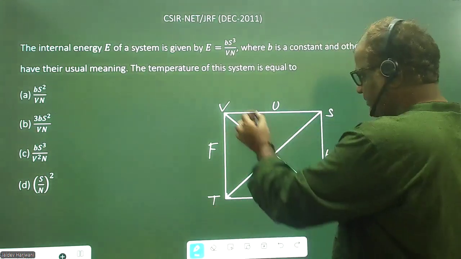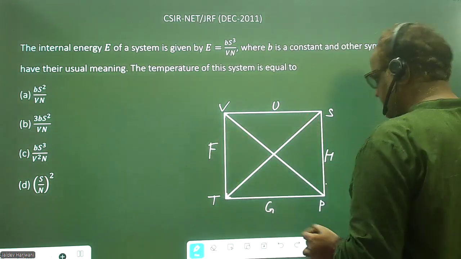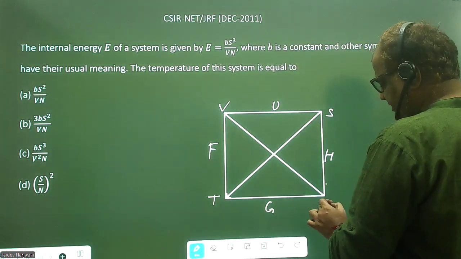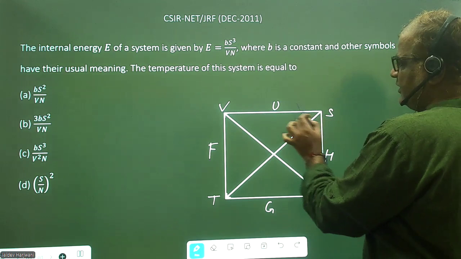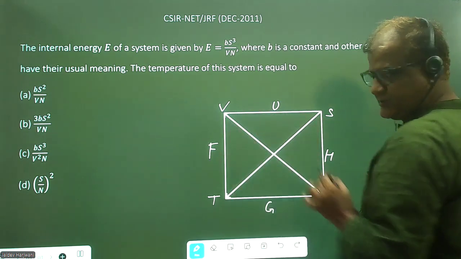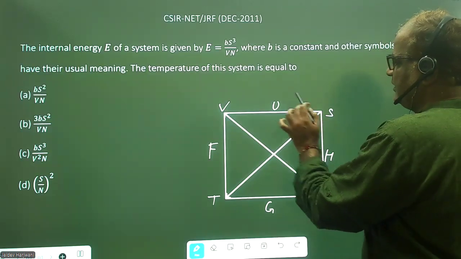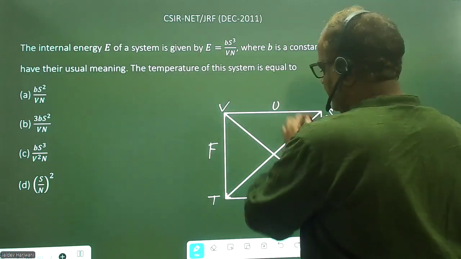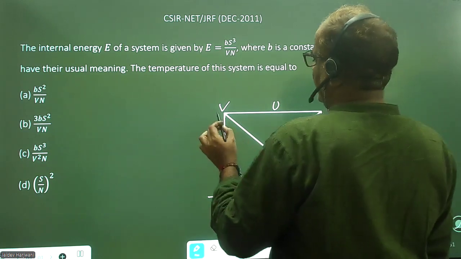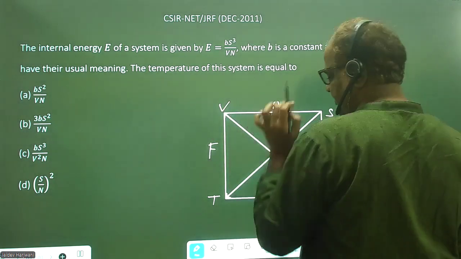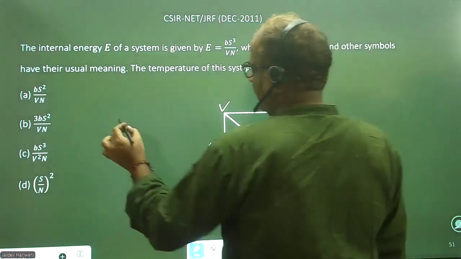You can remember this magic square, which says: good physicists have studied under very fine teachers. In this way, you can remember the square. And now let us suppose I want to write the expression for U. So how can I write it?